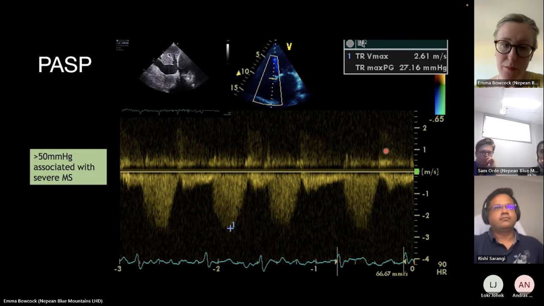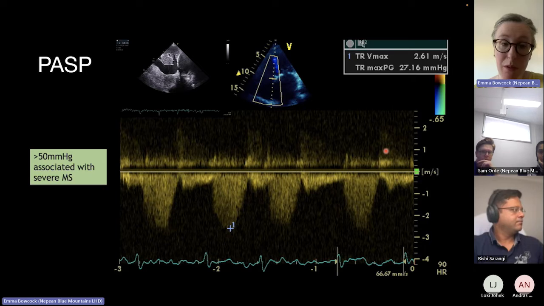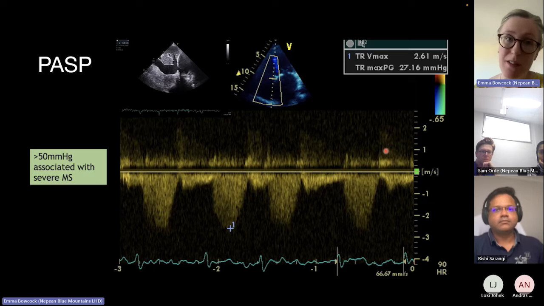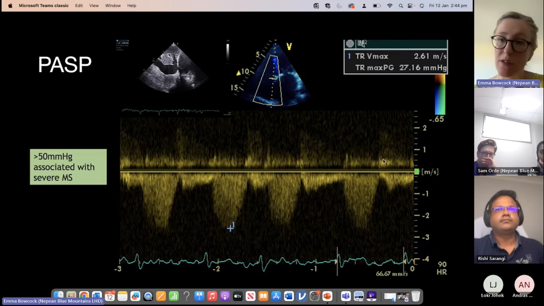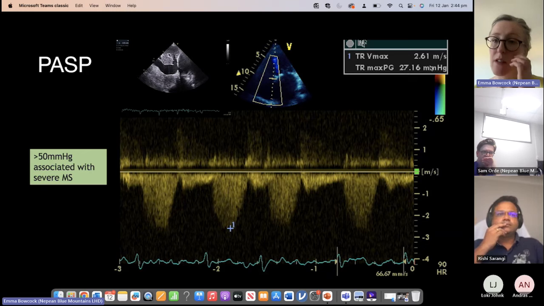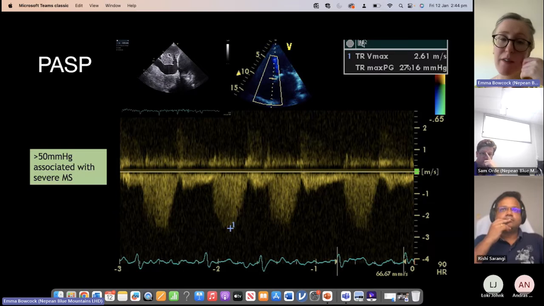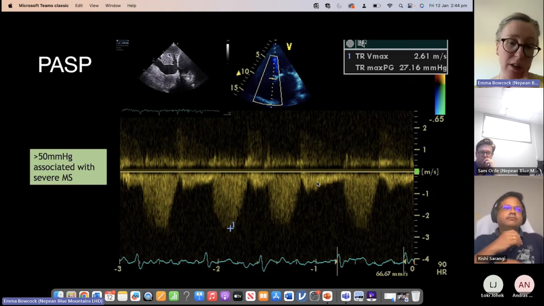I think most of us now will be familiar with measuring TRV max, adding that onto the right atrial pressure estimate or CVP if you've got that, and using the Bernoulli principle to estimate pulmonary artery systolic pressure. If it's more than 50, it's associated with severe MS. This particular patient has a TRV max of 2.61, so 4V squared gives us 27, and the right atrial pressure was 15, so not quite reaching 50.